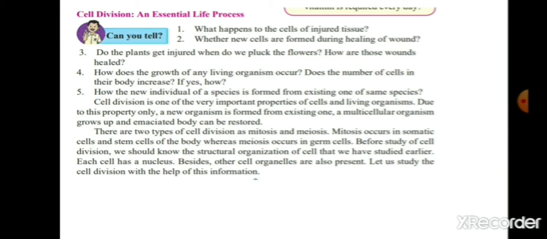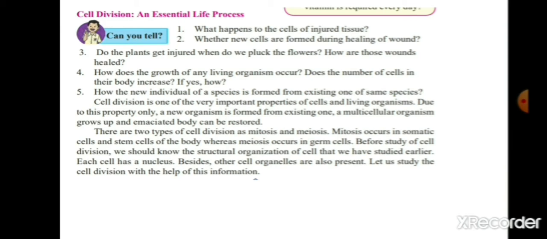First question: what happens to the cells of the injured tissue? After injury, the cells and the tissues are not able to perform their regular functions immediately. At the site of injury, the blood capillaries rupture and the area gets inflamed. Many cells are damaged. The pain receptor nerves induce pain.